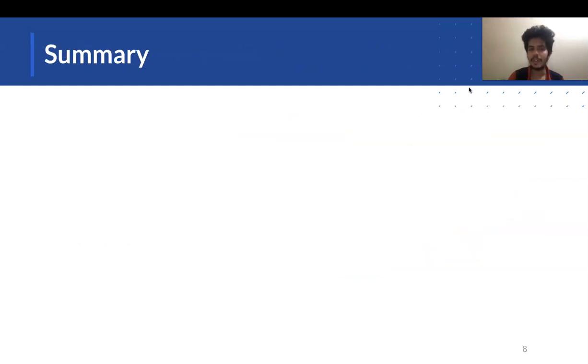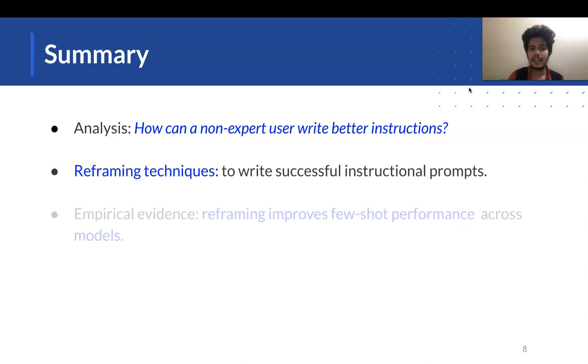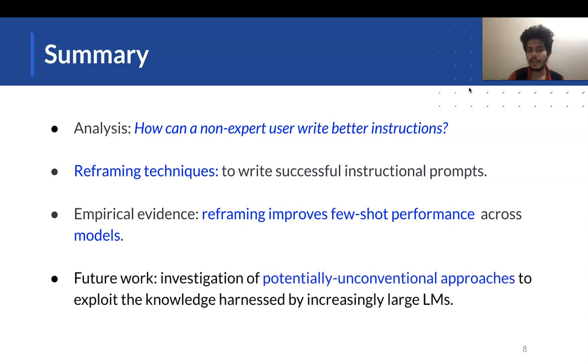A quick summary of what we studied today. We analyze how can a non-expert user write better instructions. We propose reframing techniques. We find promise in our empirical evidence that reframing significantly improves the few-shot performance. Future work will involve investigating potentially unconventional approaches like reframing to exploit the knowledge harnessed by these language models.